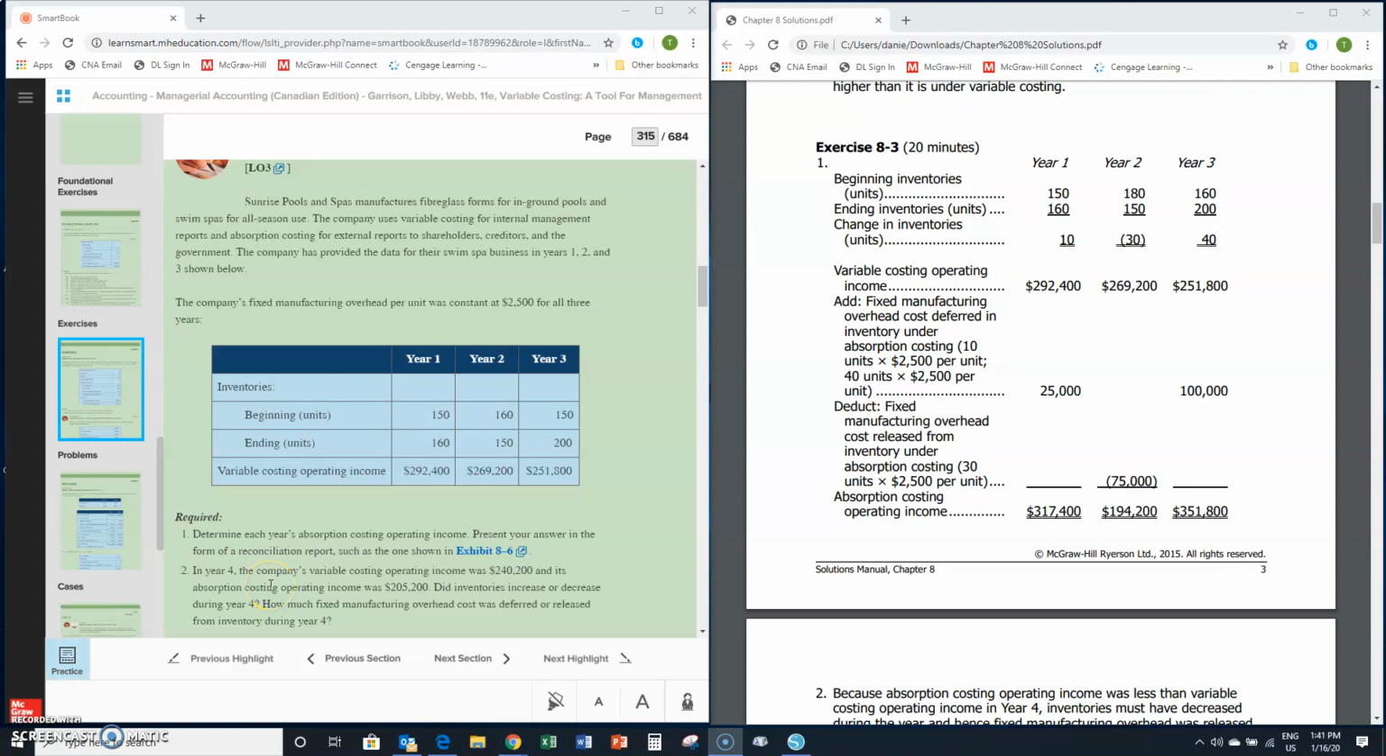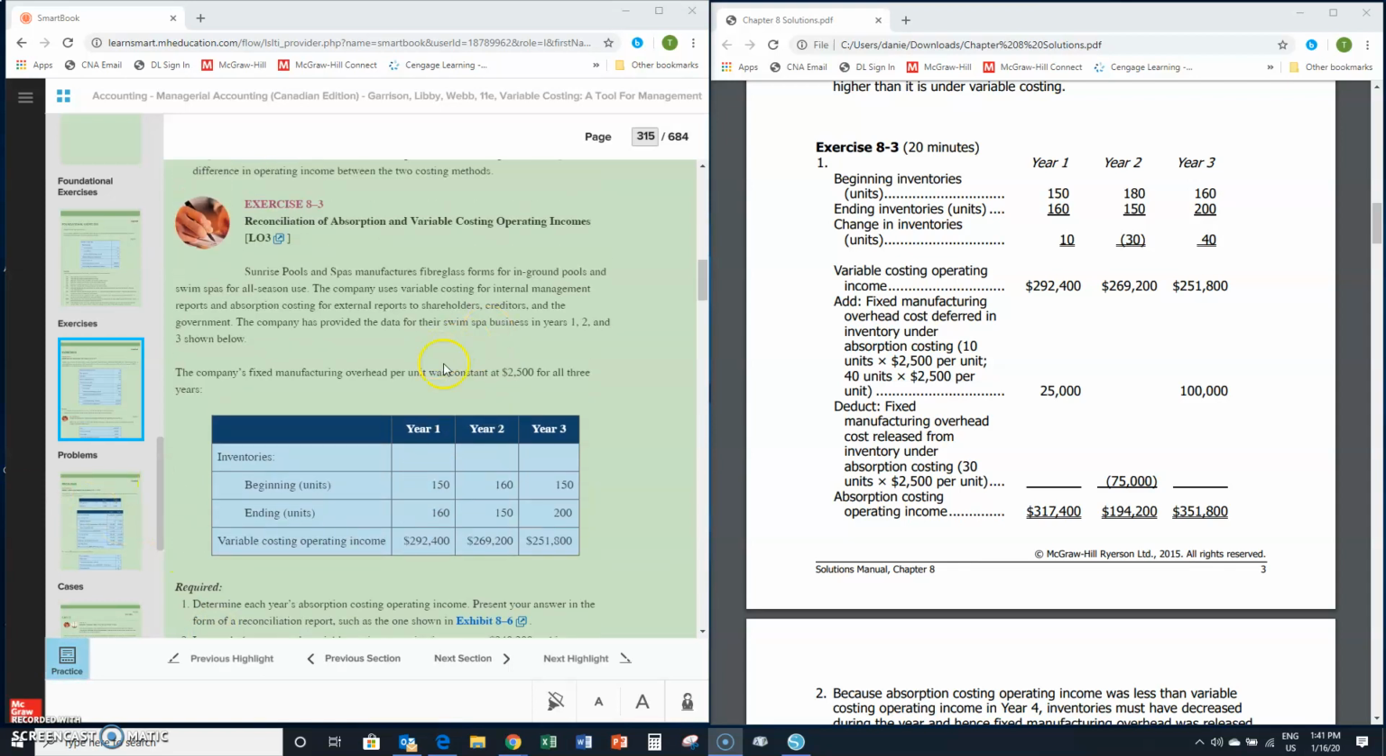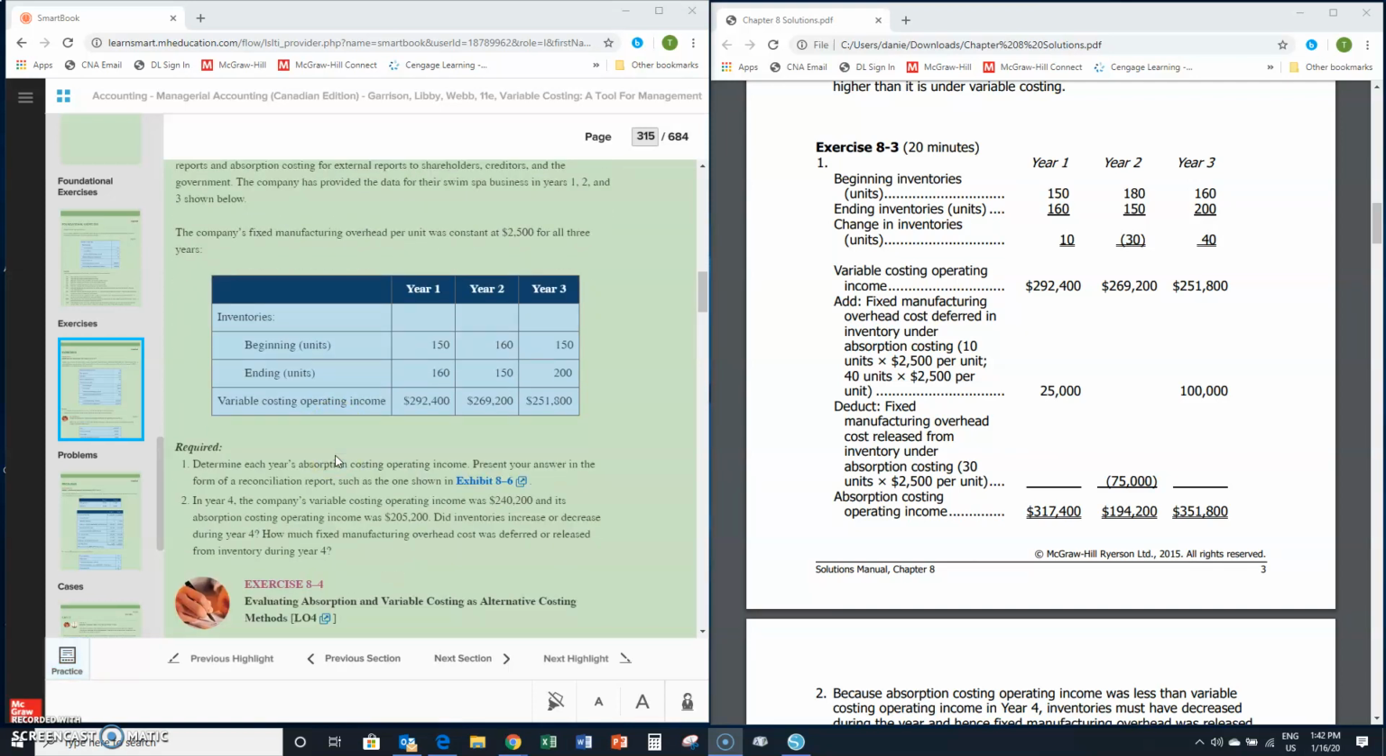Okay, so taking a look at exercise 8-3. Sunrise Pools and Spas manufactures in-ground pools and swim spas. They use variable costing for internal reporting and absorption costing for external reporting. They've given us data for the 3 years. We are told the company's fixed manufacturing overhead per unit was constant at $2,500 for all 3 years.